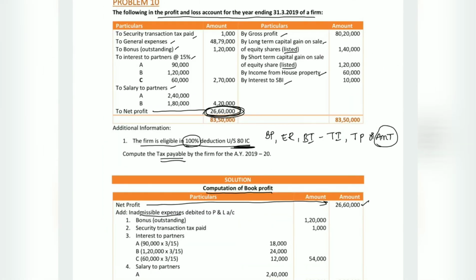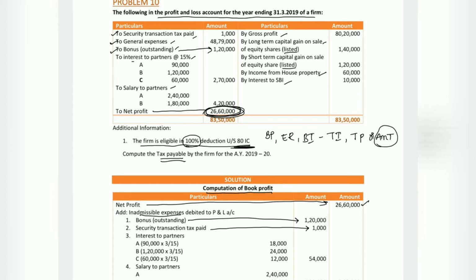So first of all, we have securities transaction tax which is inadmissible, and hence we will consider this a non-business expense here. Now we have bonus to the extent of 1,20,000. Let us consider 1,20,000 here, since this is inadmissible because this is part of remuneration. We did not consider general expense. General expense is a part of business expense and hence we will ignore it. We have considered bonus already.